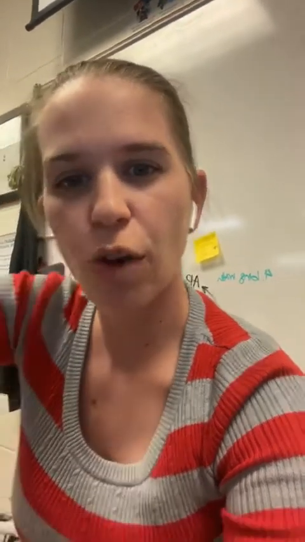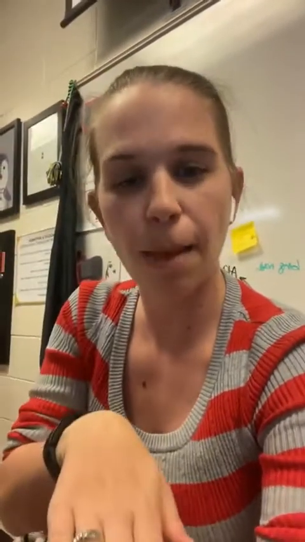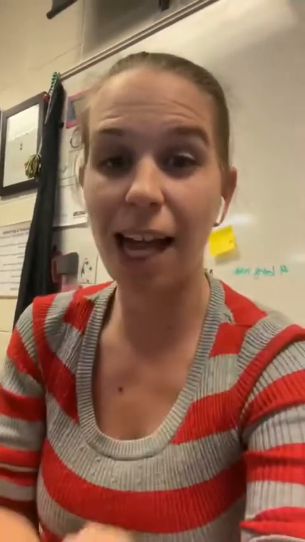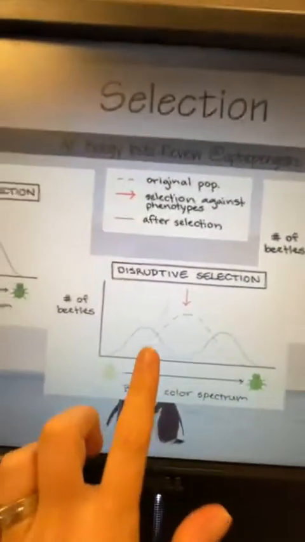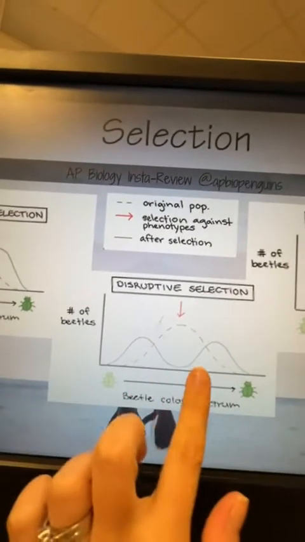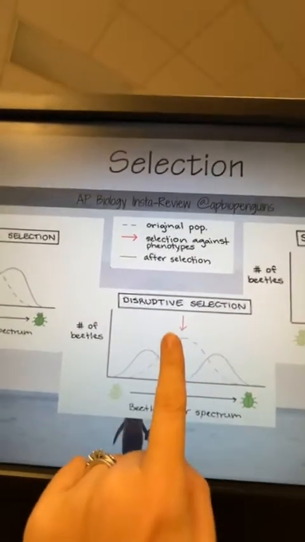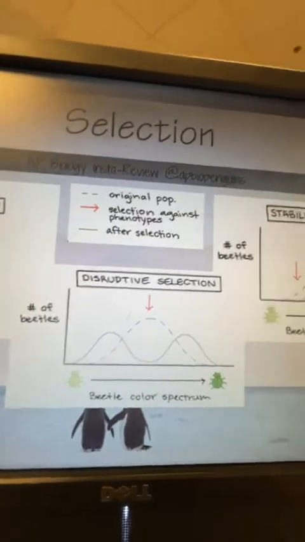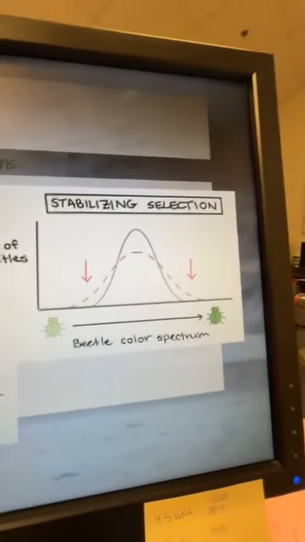And so we saw disruptive selection. So we saw a decrease in the middle type beaks and an increase in the two extremes. And that's considered disruptive selection. So here you can see that. Here we're seeing an increase in our two extremes, and then a decrease in the medium in this case. And last but not least, stabilizing selection.